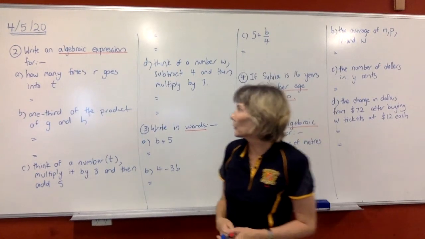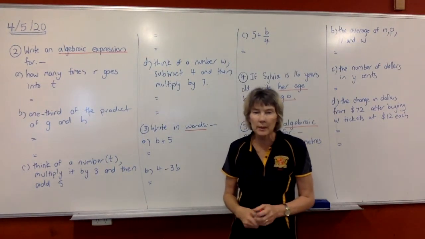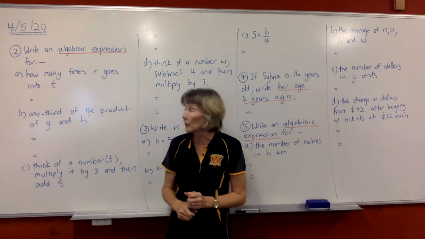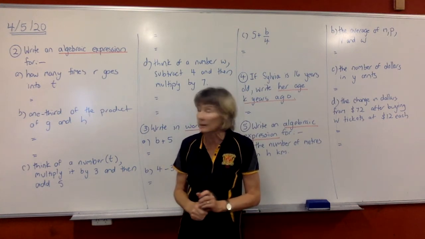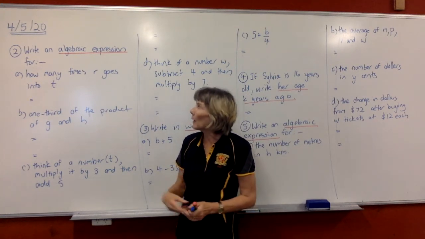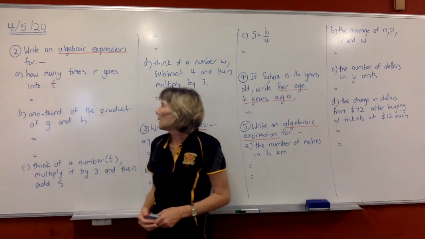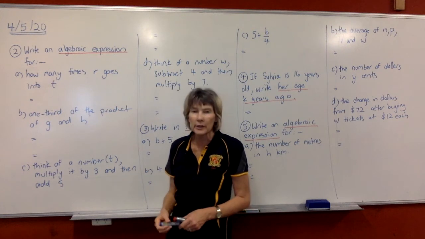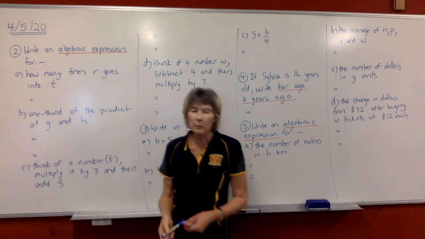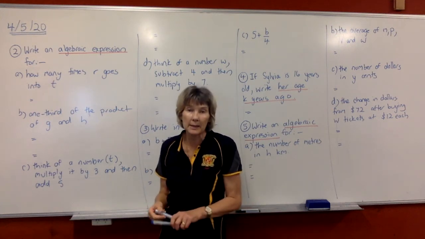Okay, so we're going to go through some more examples on this because it is something that you will have a bit of difficulty with without doing the practice. So again, we're writing an algebraic expression. This first one says how many times R goes into T. So if you're having trouble, just put some numbers in place of the letters.